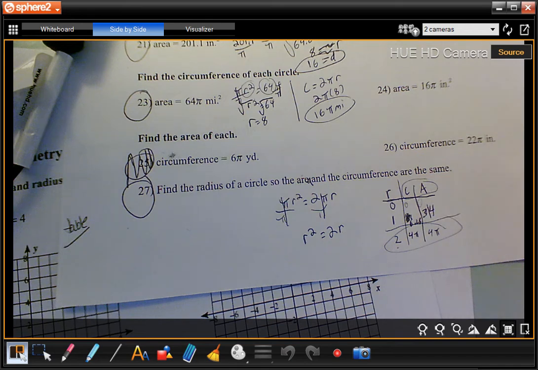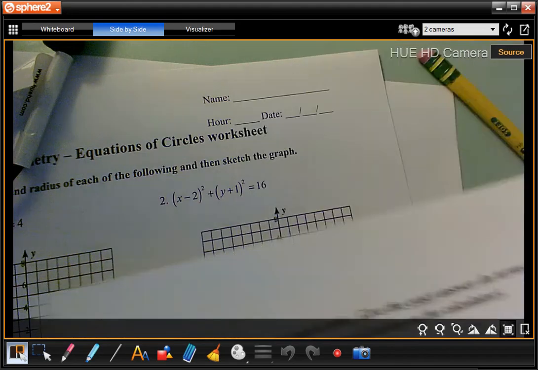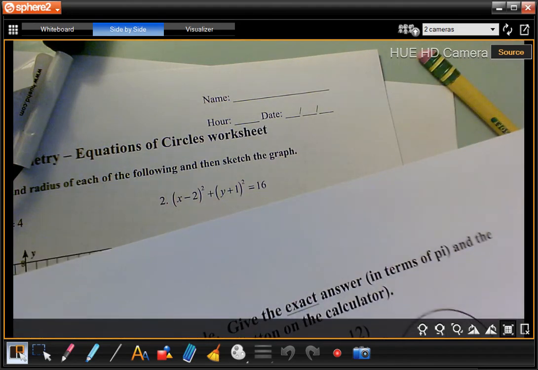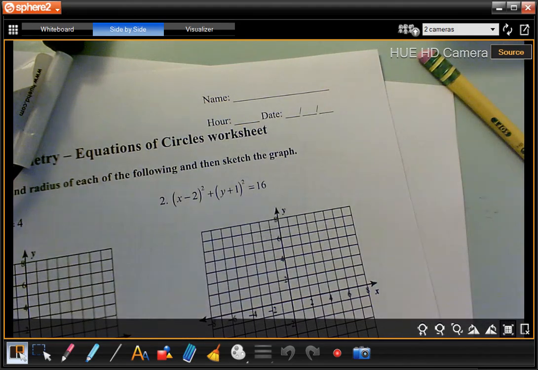The answer is 2. Okay, so that's it for our circumference and area worksheet. We will go ahead and stop this, and then I will do equations of circles.